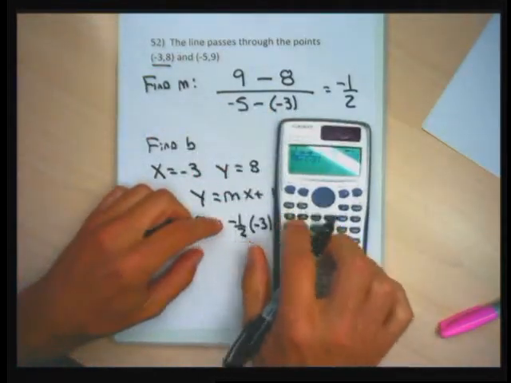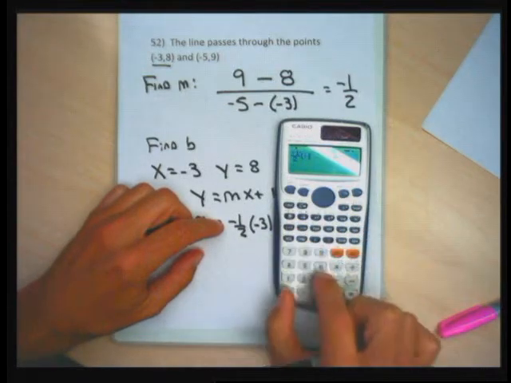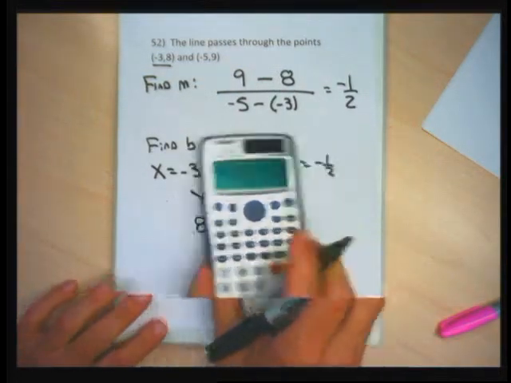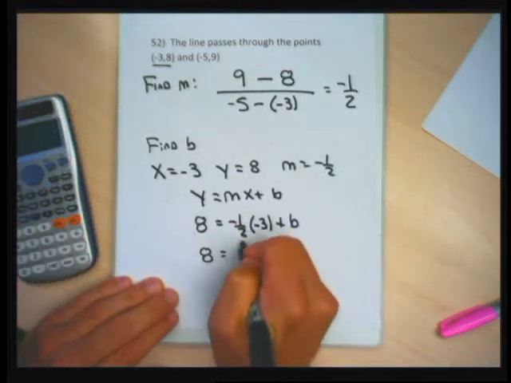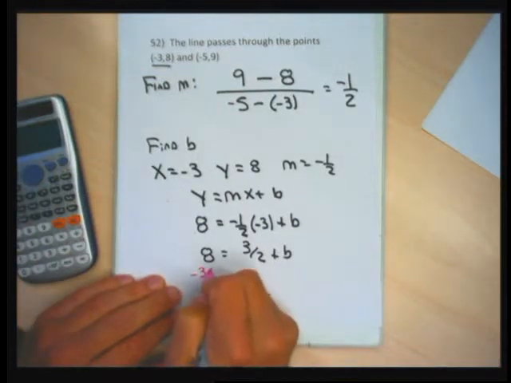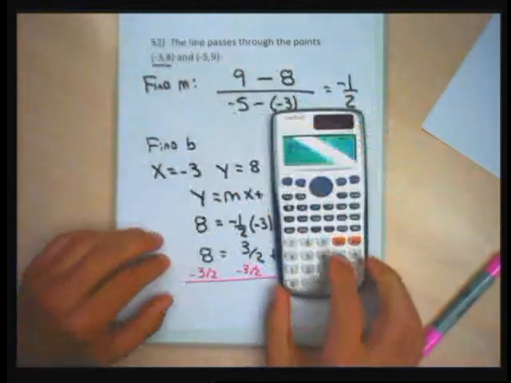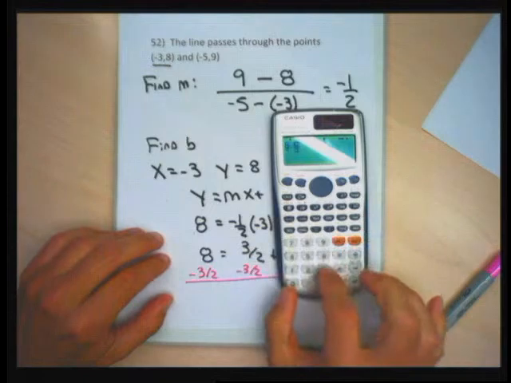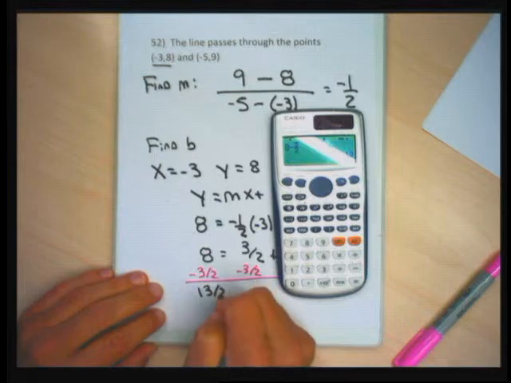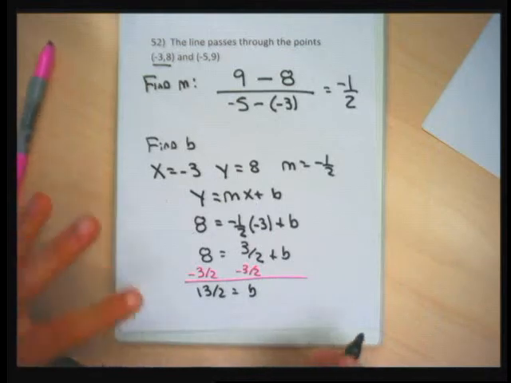I'm going to go fraction negative 1/2 times negative 3 gives me positive 3/2. The two negatives cancel out to be positive. So I get 8 equals 3/2 plus b. Now I need to minus 3/2 from both sides. And again, this calculator does fractions so well that I get lazy. Now I'm going to go 8 minus fraction 3/2. And I get 13/2 equals b.